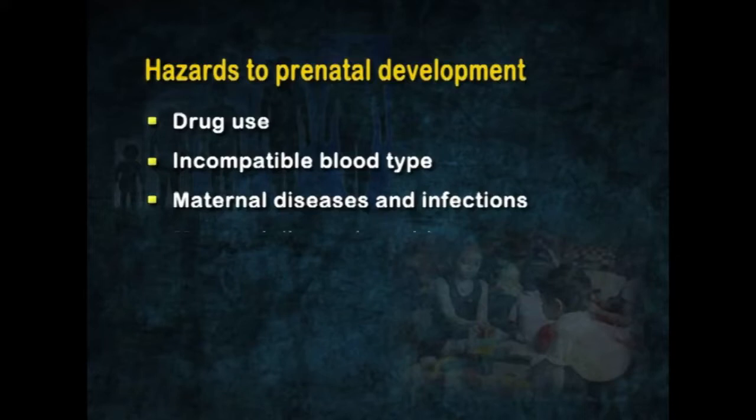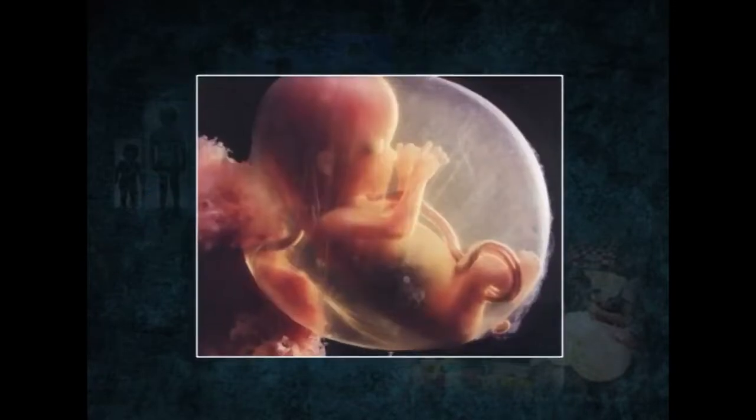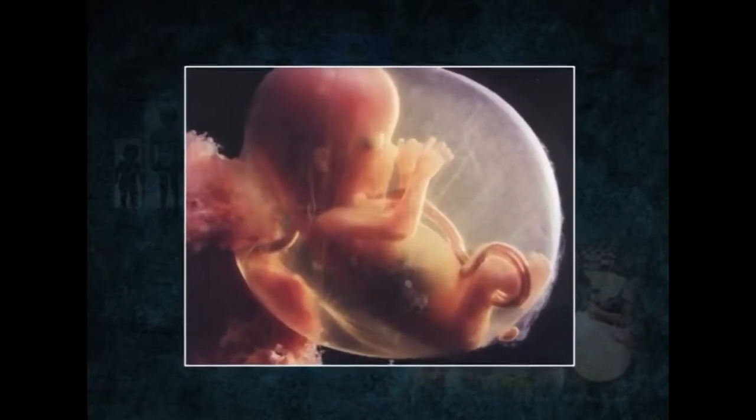Then the next important hazard to prenatal development is maternal diet and nutrition. A developing embryo or fetus depends completely on its mother for nutrition, which comes from the mother's blood. The nutritional status of the embryo or the fetus is determined by the mother's total calorie intake, including her intake of proteins, vitamins and minerals. Children born to malnourished mothers are more likely than other children to be malformed.